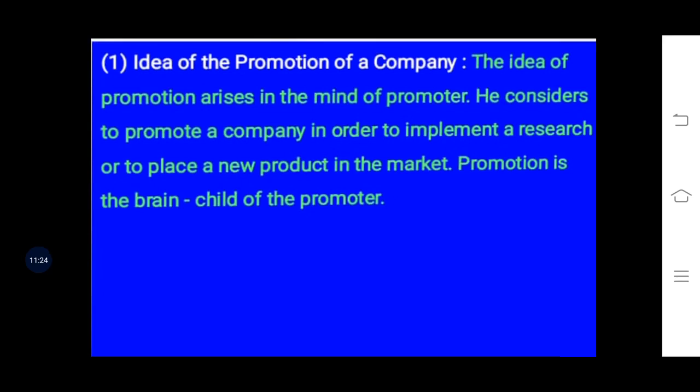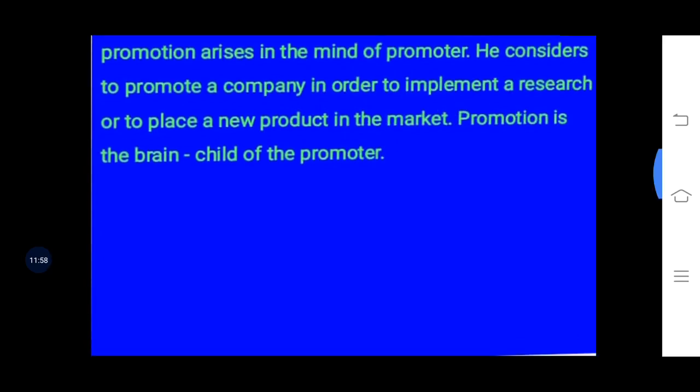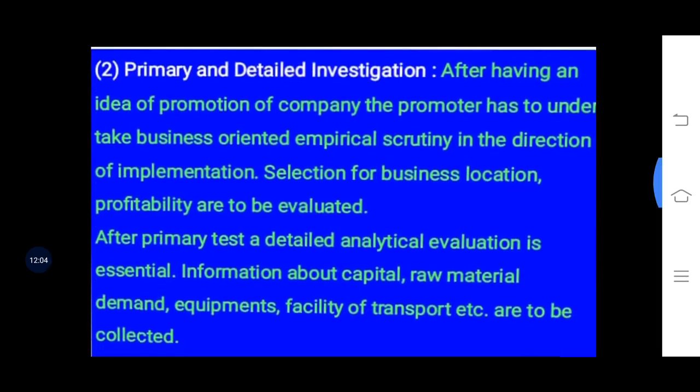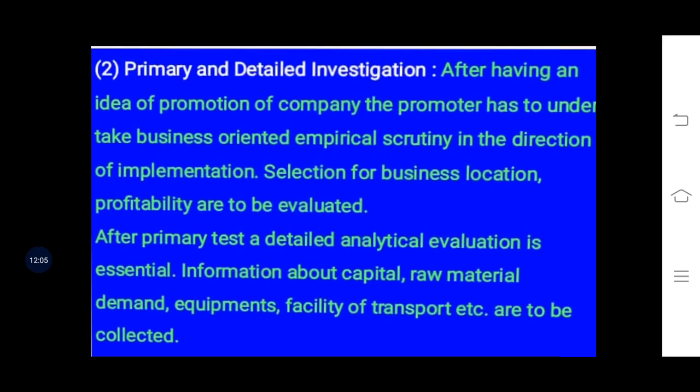It is not necessary that only a single person can be a promoter. It can be a single person or a group of people or an organization or institution which can be the promoter and which may have the idea of starting a company for a particular purpose, which can be research or placing a new product in the market. So with a certain purpose, that particular idea of commencing a company comes into the mind of the promoter.